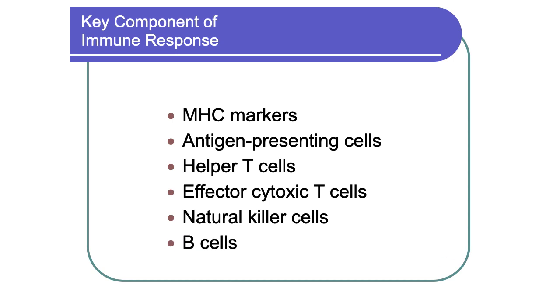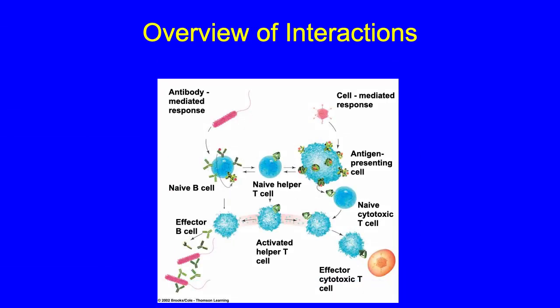So let's look at the overview of interactions here. So we have the antibody-mediated response. If you can see at that top one, there's a response by a B cell, and then the helper T cell, and then the antigen-presenting cell. So you can see how they all move within each other and how all of these are going to work together. But you see that in the antibody-mediated response, your body produces antibody. Let's go over those a little bit more in depth without this diagram.